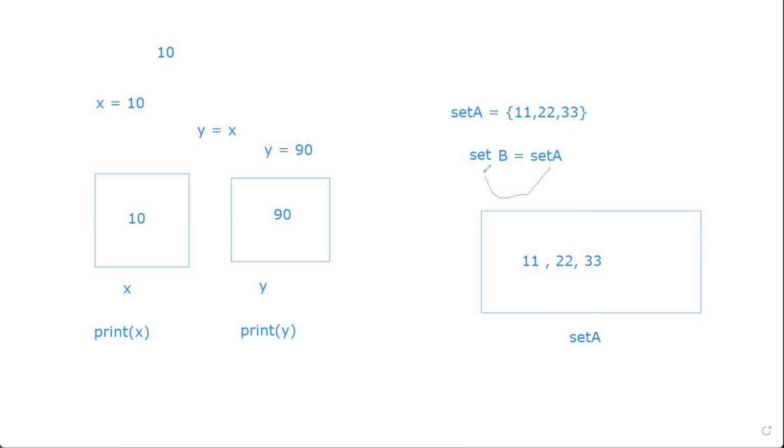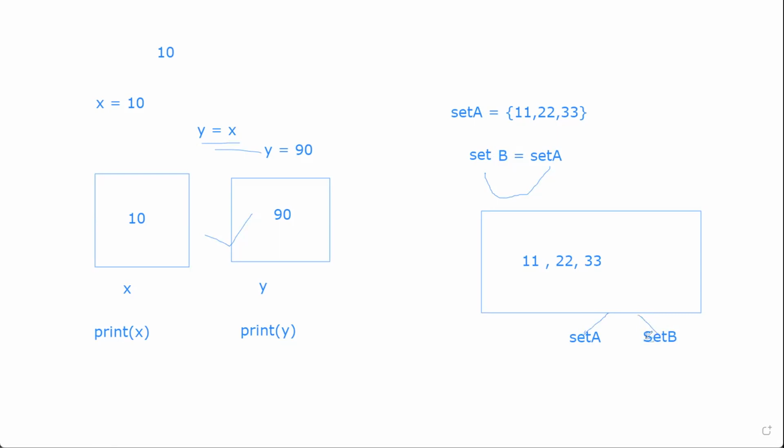Likewise here, the memory was created. Here, for set B, a memory is not getting created. Another reference from the same memory, another address for the same memory, is getting created. So now both of these are pointing to the same memory.